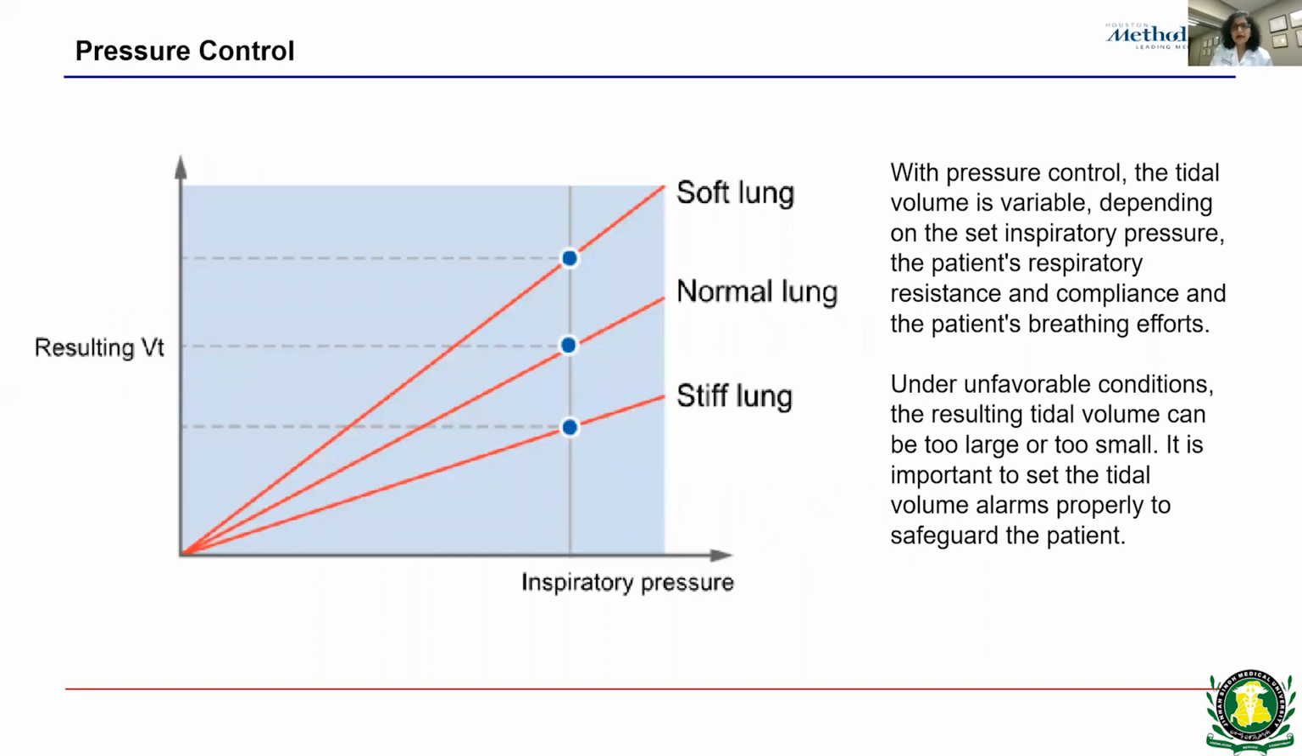With pressure control, the tidal volume is variable. As I've shown here, there are 3 different types of tidal volume that can be generated with the same inspiratory pressure. And this is dependent on the patient's respiratory resistance and compliance and patient's breathing efforts. So if it's a normal lung and you give a certain amount of inspiratory pressure, you're going to get a resultant tidal volume. But if you have a stiff lung or a non-compliant lung, that same inspiratory pressure will give you a much smaller volume. And if you have, on the other hand, a very compliant lung, then you're going to get a very large tidal volume.